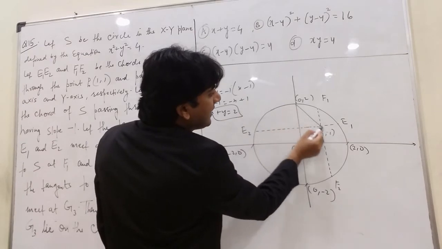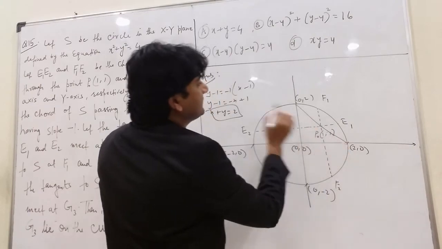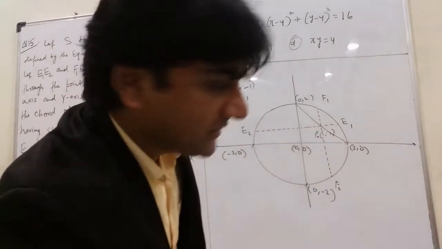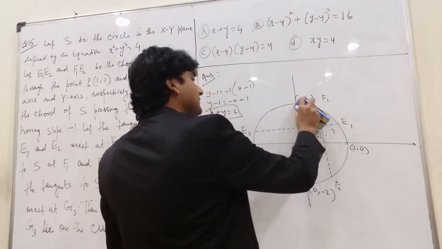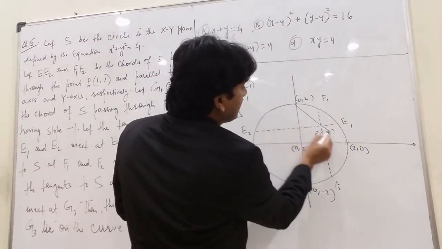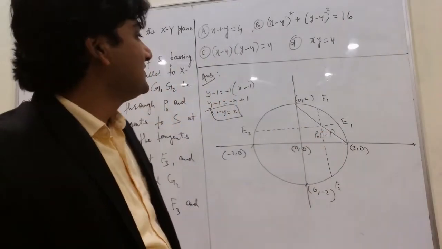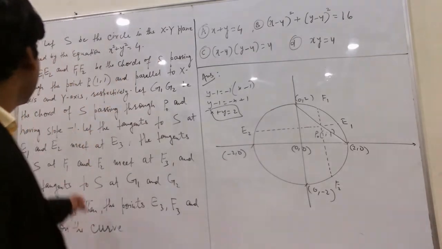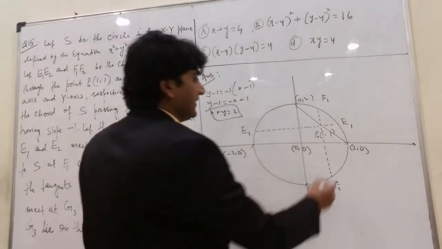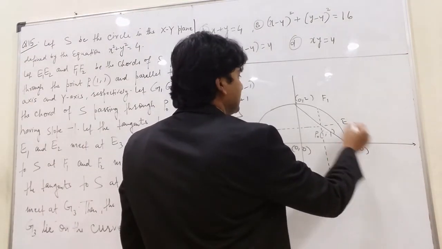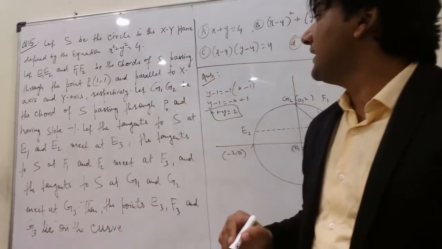We need to draw this chord, like this chord. If I draw a straight line, then it would be this one. This is also the same. So by the way, we got this. Let G1, G2 be the chord of S. So it was G1, so here we can consider it G1, and this is G2.